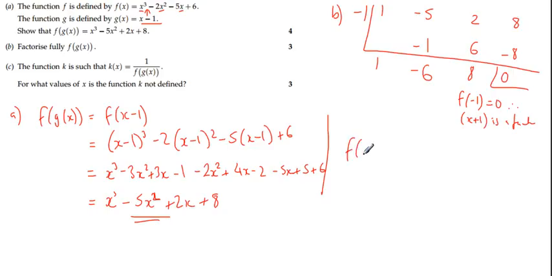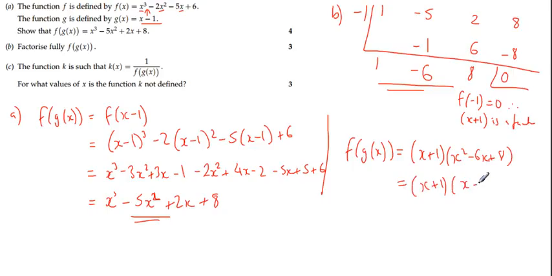So f of g of x becomes the x plus 1 from my divisor, and then from my quotient, x squared minus 6x plus 8, which, when we factorise further, becomes (x plus 1)(x minus 4)(x minus 2). Okay, that's you done. That's you factorised that fully.